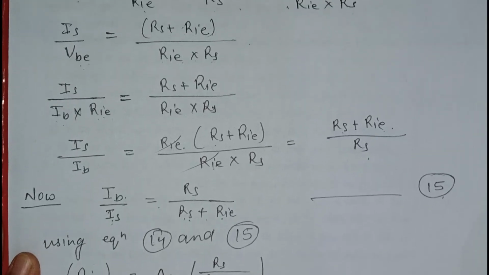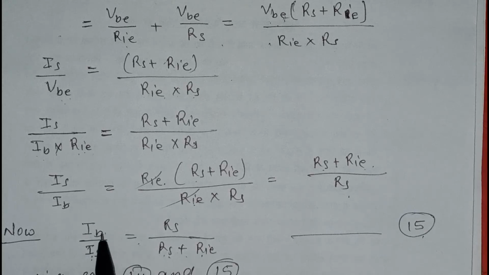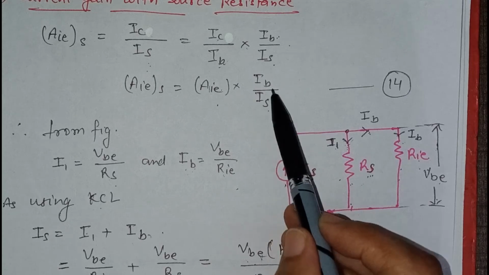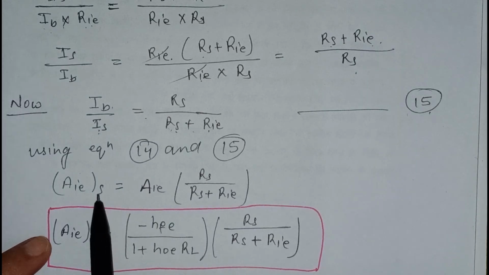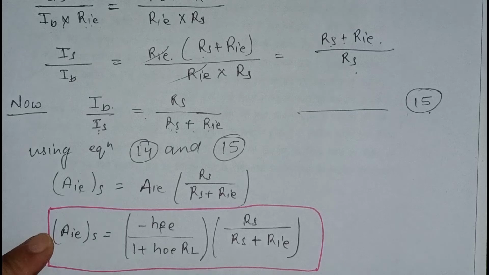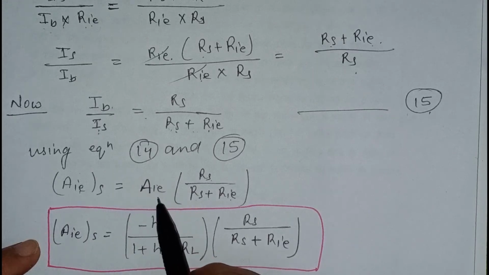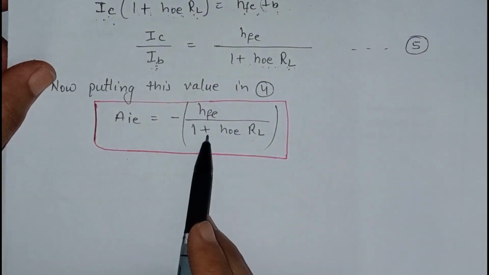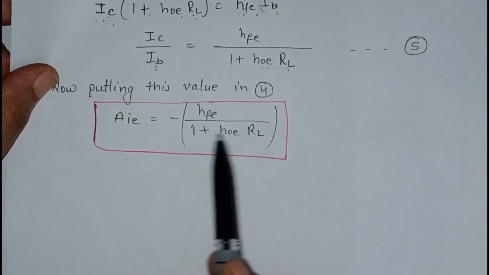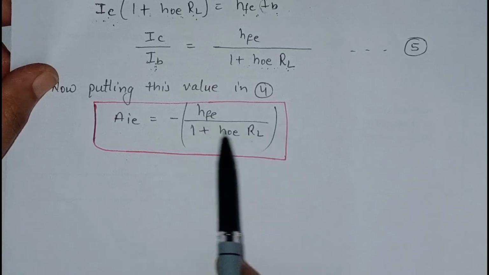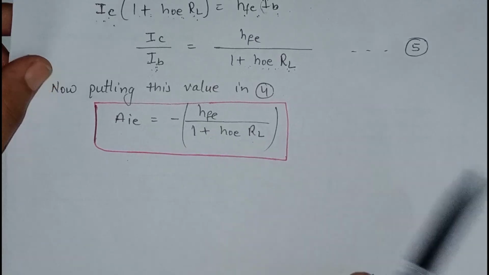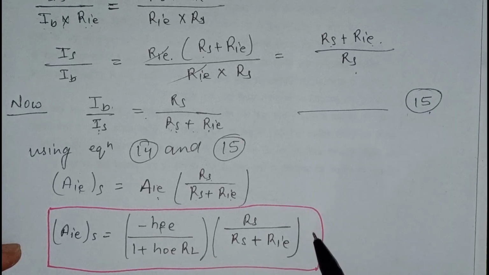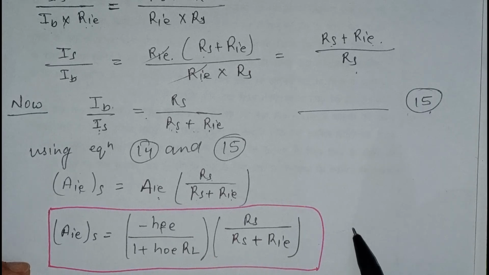Now using 14 and 15, we will put the value of IB upon IS from 15 in equation number 14 here. Now we will get this equation for overall current gain. Now we will put the value of this current gain. This is the value of current gain that we derived in our last lecture, equal to minus HFE upon 1 plus HOE into RL. We will put this value here and we will get this equation. Now this is the final equation for overall current gain.